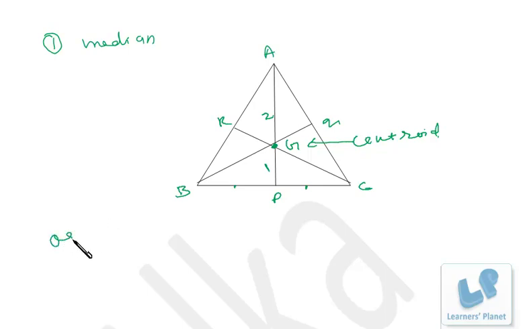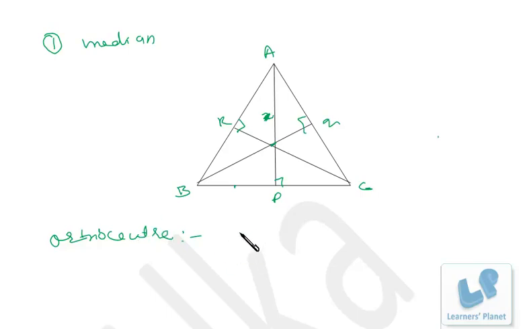Next, we can say circumcenter, orthocenter, incenter. I take orthocenter. Orthocenter is actually the concurrence point of altitudes. Suppose this is the diagram ABC, then AP, BQ and CR are altitudes. So this point is the concurrence point of all the three altitudes. This is known as the orthocenter, right?